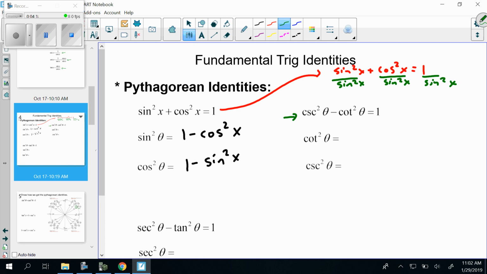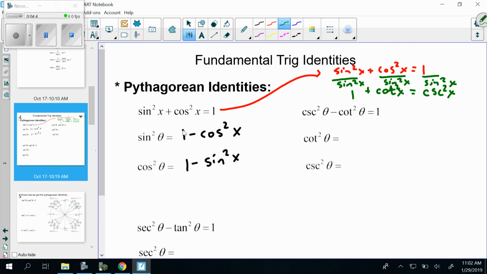Sine squared divided by sine squared would be 1. Cosine squared over sine squared, cosine over sine is the same as cotangent squared. And then 1 over sine squared is the same as cosecant squared. And so we get this identity right here if we move cotangent to the other side. And so this identity right here comes from the Pythagorean one just by dividing everything by sine squared.